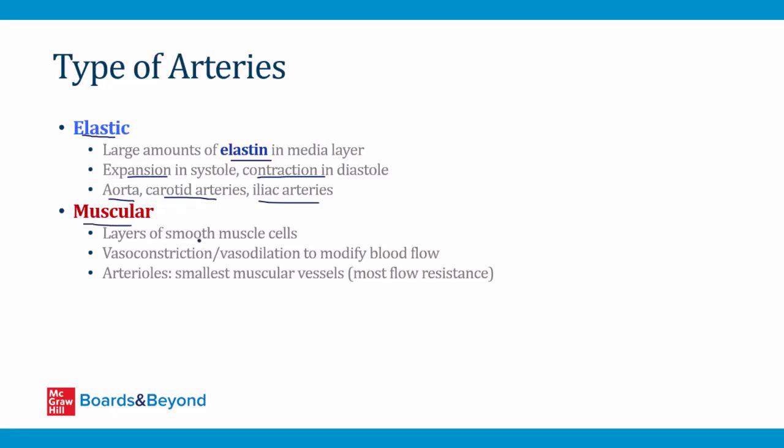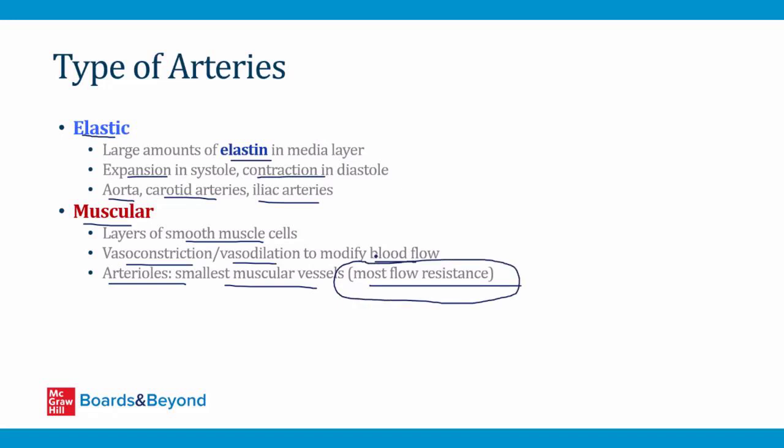The other type of arteries is a muscular artery. These arteries have a layer of smooth muscle cells that allows them to vasoconstrict or vasodilate to modify blood flow. And this is the type of vessel you find in arterioles in particular. They're the smallest muscular vessels in the body, and because they're so small, when they constrict, they can almost completely cut off blood flow, and therefore they provide the most flow resistance. And I talk about this process of arterioles and flow resistance a lot in some of the cardiac physiology videos.